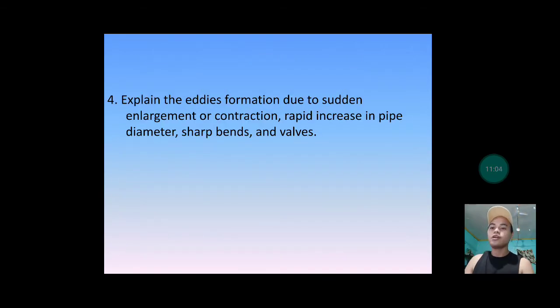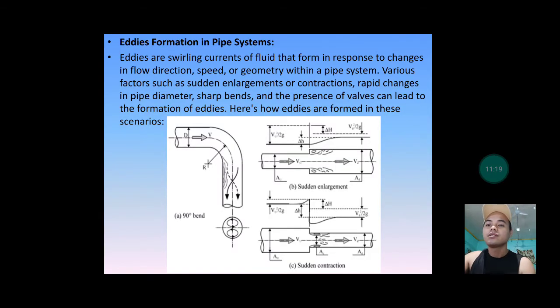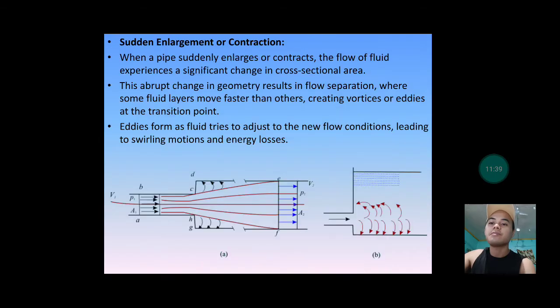So that's it. Number 4. Explain the eddies formation due to sudden enlargement or contraction, rapid increase in pipe diameter, sharp bends, and valves. This was already shown on our previous slides. So, eddies formation in pipe systems. If the pipe has a bend, there will be eddies formation in the bending pipe. There are also eddies in the sudden enlargement of pipes, in the contraction of pipes, and in other forms.